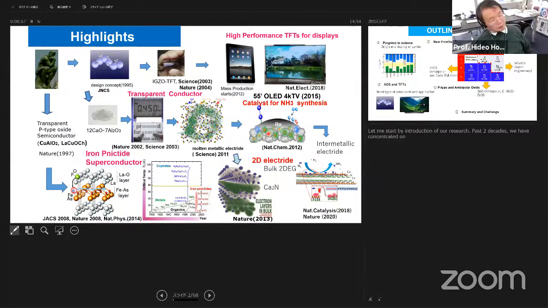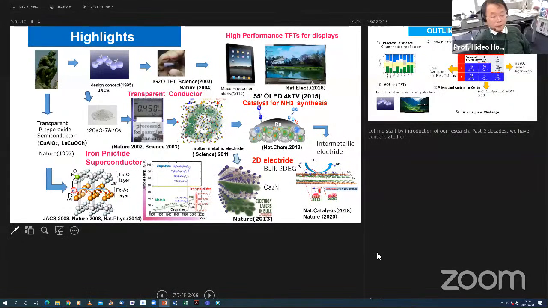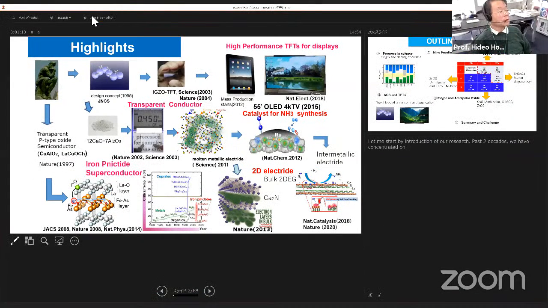Sir, sorry to interrupt you. Can you put it in slideshow mode? Full screen mode. Yes, please, full screen mode. Where? At the bottom, there is a slideshow menu at the bottom.